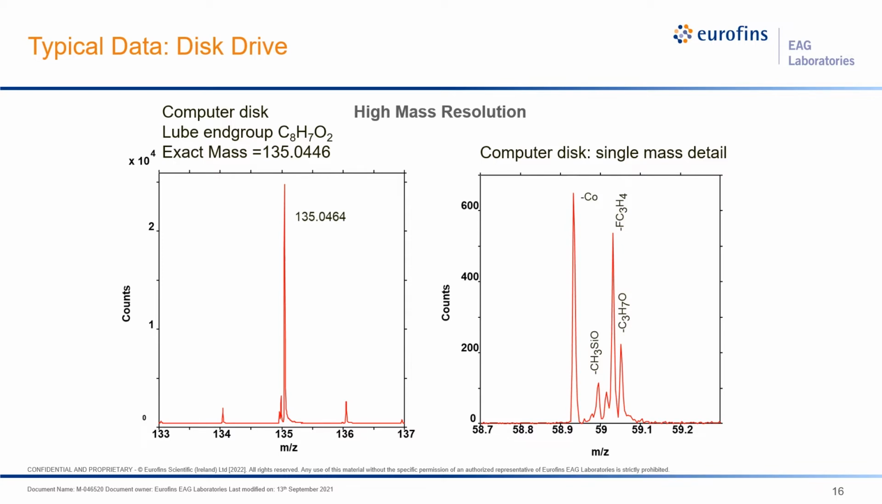We can zoom in on a different area of the spectrum. This is mass 59 near cobalt. So this is the atomic ion of cobalt. And then we have a number of other low molecular species there. There's a silicone-related species, an oxygen-containing hydrocarbon, and a fluorinated hydrocarbon, probably from the lubricant. But what you can see is in this small mass range, 58.9 to 59.1, there are 1, 2, 3, 4, 5, 6, 7 plus different species there.